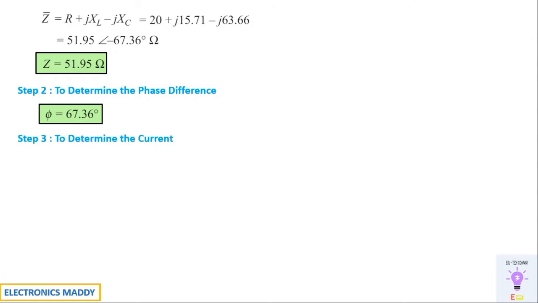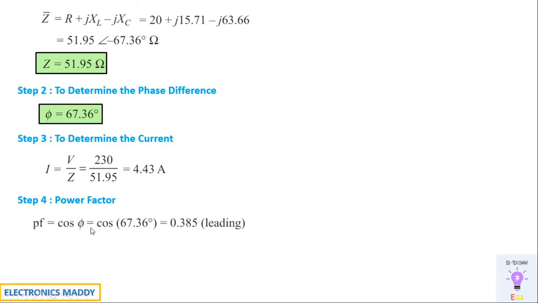Our next step is to determine the current, according to our given question. So I is equal to V by Z. We substitute the value of V and we know the value of Z. So we'll get 4.43 amps. So we found out I. The next step is to find the power factor. Power factor is cos of phi, that is cos 67.36. You'll get 0.385 leading.